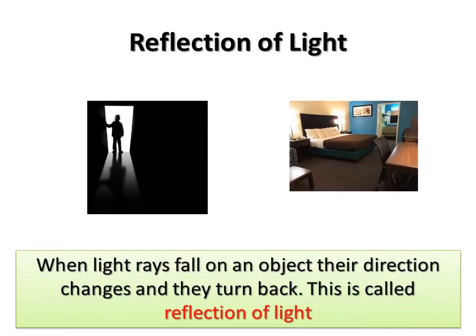Just look at the first picture. Can you see the objects in the room clearly when the light is switched off? Now look at the second picture. Here you can see each and every object clearly as there is light in the room. That means there is some connection between the sense of vision and light.